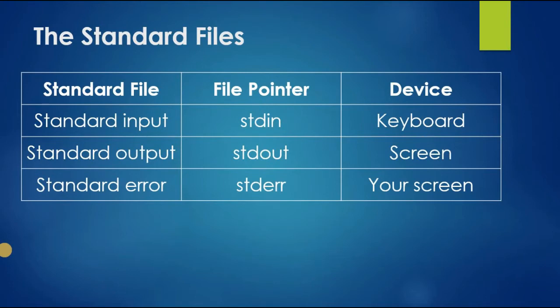Here are the standard files. For standard input we use the file pointer stdin, and the device is the keyboard. A file pointer is used for accessing a file for reading or writing purposes. So the device for giving input is the keyboard, for displaying the output the screen is used, and for displaying errors also the screen is used here.